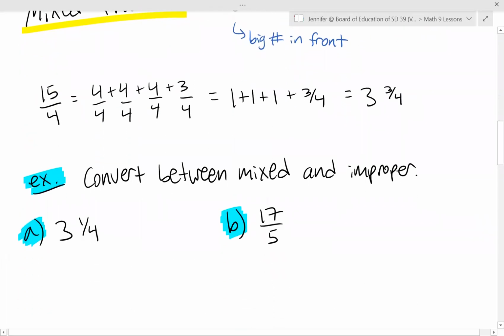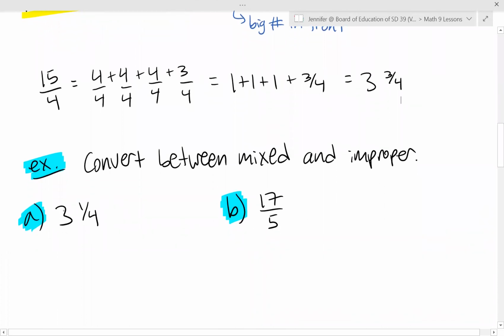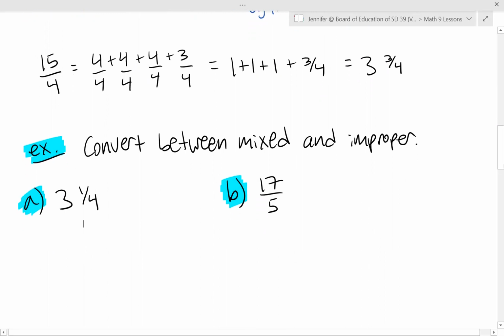So this example is about converting between mixed fractions and improper fractions. This first one is mixed because we have a mix of numbers. We have a big number and we have a fraction number. It's a mixed fraction. So to convert this to an improper fraction, the steps we take are, first, it's basically like the reverse of what we just did up here.